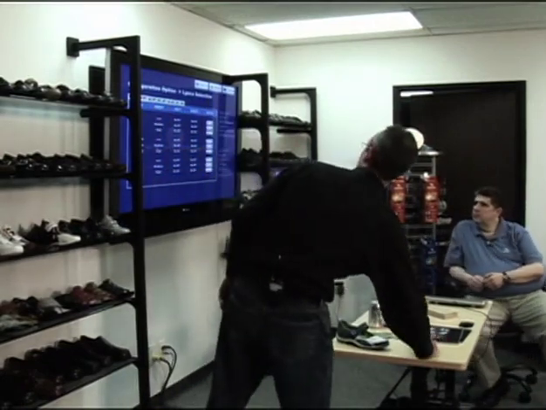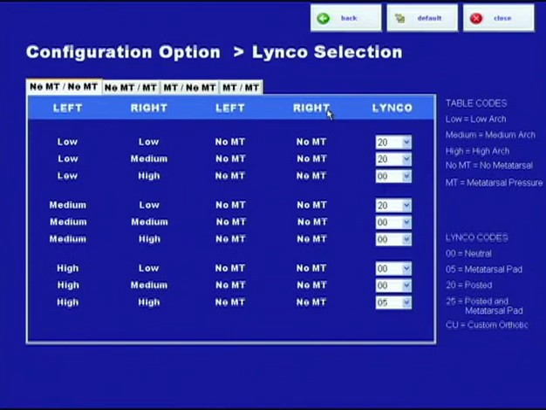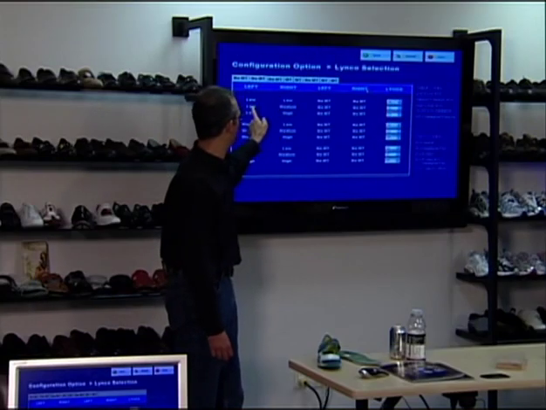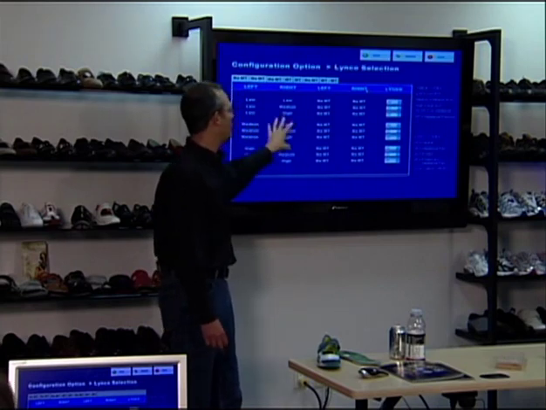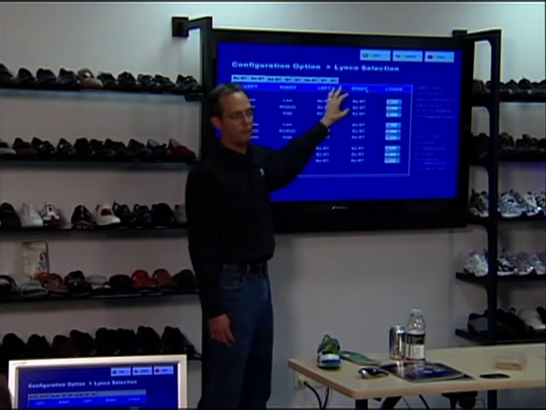So the first tab, if you click on it, which is what should pop up first, is for feet with no metatarsal pressure on either foot. So there are 9 different options: left foot low, right foot low; left low, right medium; low, high; medium, low; and all with no met pressure.